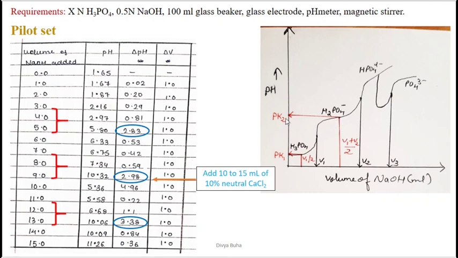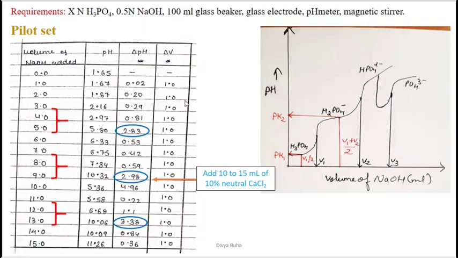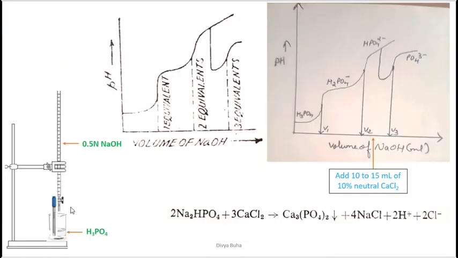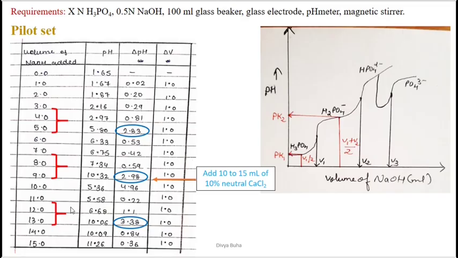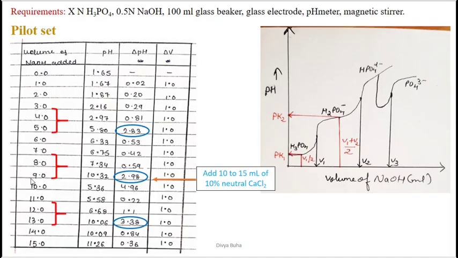Okay, and whatever the pH is there, it would be equal to the ionization constant, because again at the second half equivalence point, the concentration of the salt and the concentration of the second proton would be the same. Okay, because it would be half neutralized. Then for the third ionization constant value, you cannot determine it from the graph.